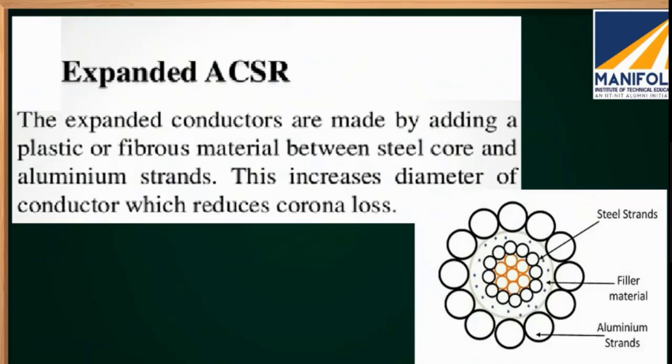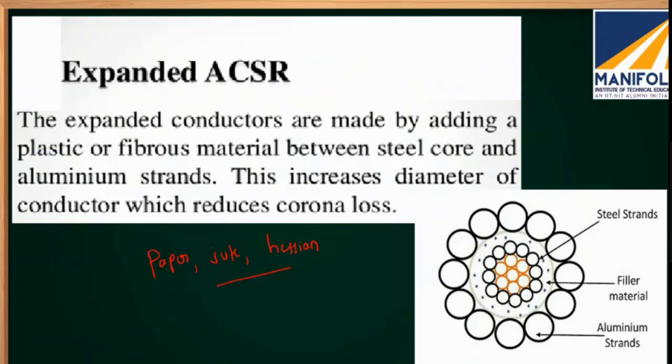In the image, you can see at the center steel strands are there, and in between the steel strands and aluminum strands some filler material. These filler materials can be any insulating material like waste paper, jute, Hessian, which has some good insulating properties as a filler material. And after the filler material, we will place the aluminum strands. So we are intentionally increasing the size of the conductor.